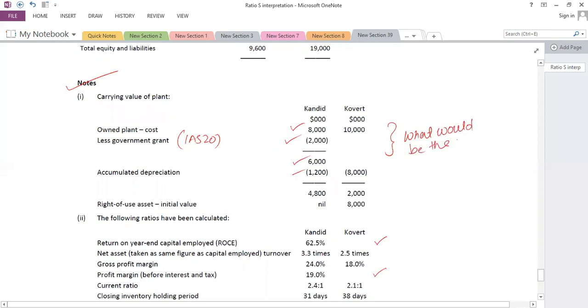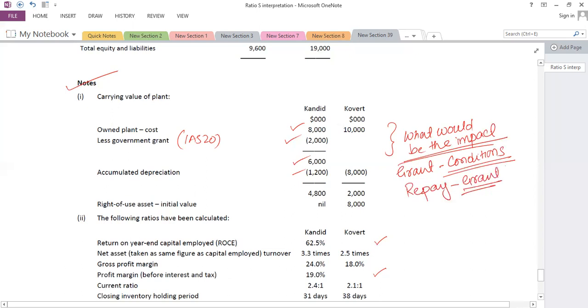What would be the impact of grant? Remember that grants are conditional. Grants are based on conditions, and if you are not able to follow the conditions, then you might have to repay your grant. So a grant comes with some kind of responsibilities, and you have to meet those responsibilities. You can get favor from the government, etc.